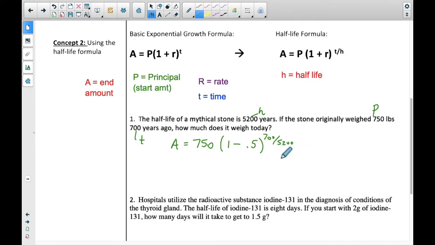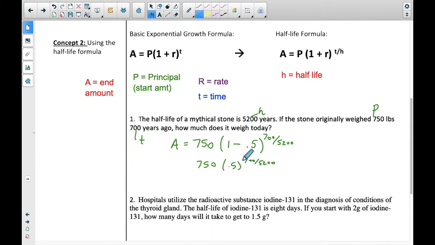So now we're going to put that into our calculator. One thing is, on our calculator, we could simplify this equation to just 0.5 to the 700 over 5,200. And that 0.5, that's the half-life. So this 1 plus or minus r is always going to be 0.5.